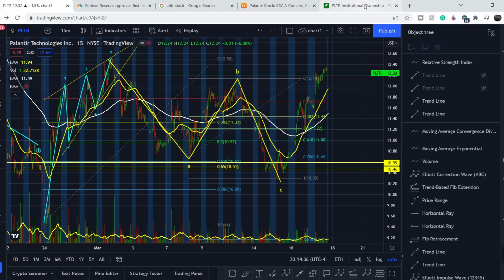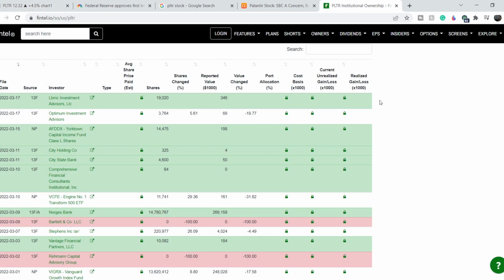And let's continue with the institutional investors of this company. I have to say that since I made my previous video, we have just 3 recent filings, and all of them are green. Basically, this one is green too, because this company, Optimum Investment Advisors, increased its position by 5.61%. And I have to say that these positions are not so big, but still, we have more bullish sentiment from institutional investors, despite all the decrease in its price.